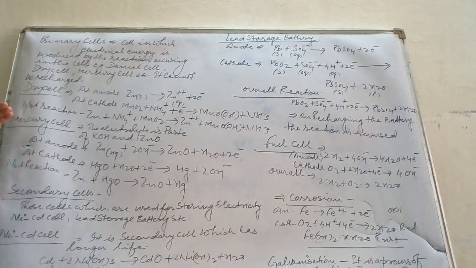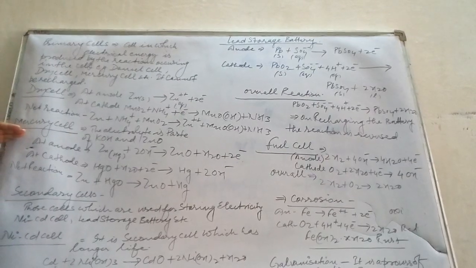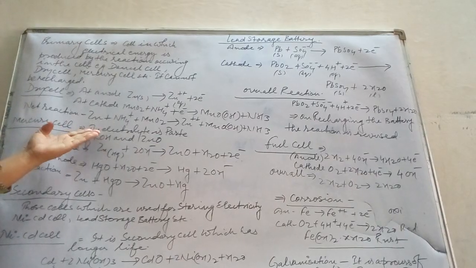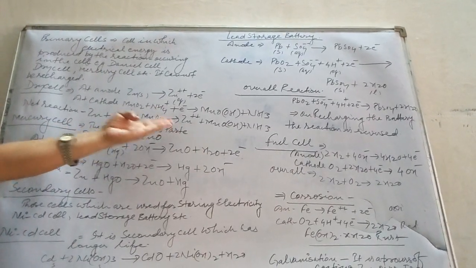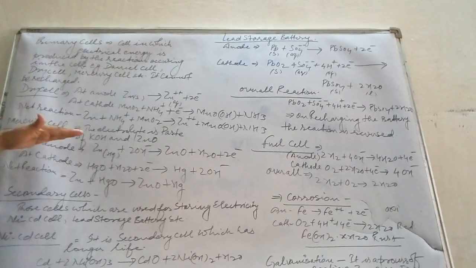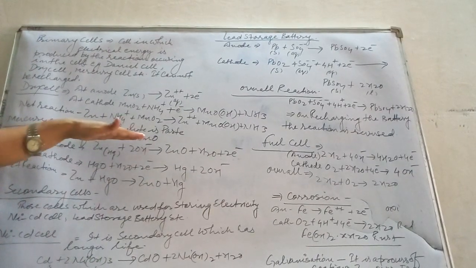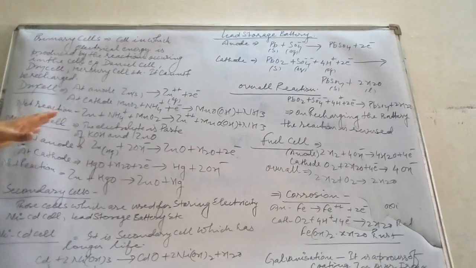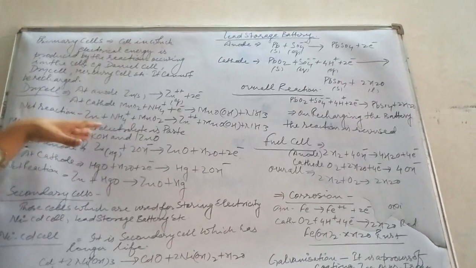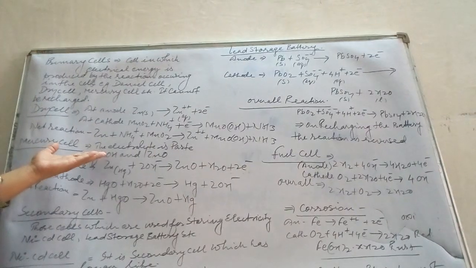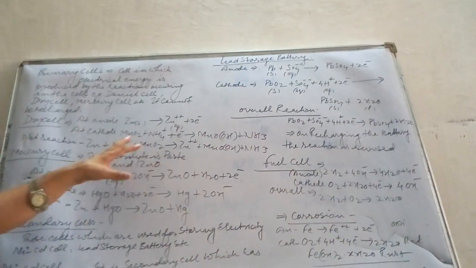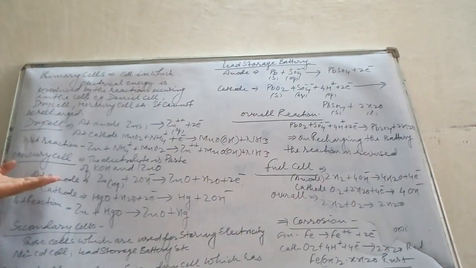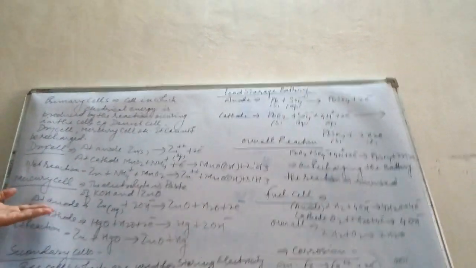It is okay. Now the next primary cell is the mercury cell. The electrolyte paste in a mercury cell is a mixture of potassium hydroxide and zinc oxide. What is the electrolyte paste? In this mercury cell, the electrolytic paste is of KOH, potassium hydroxide, and zinc oxide. So here once again we have to go through the anode and cathode reactions.